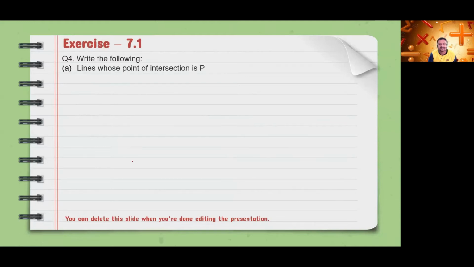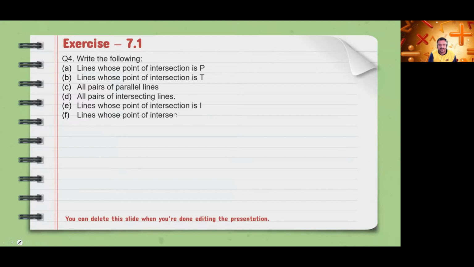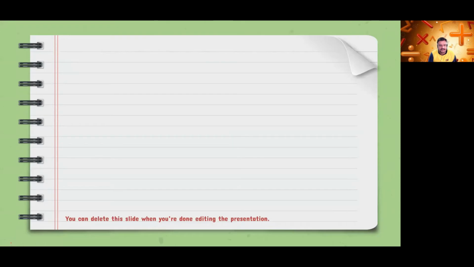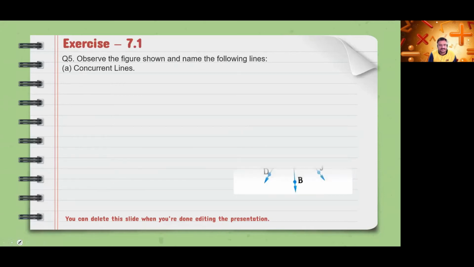Okay, write the following. First one is what? Lines whose point of intersection is P. For that, we are given the figure also. I think this is the same question, question number 4. We have completed it. Okay. Fifth question. Observe the figure and name the following lines.